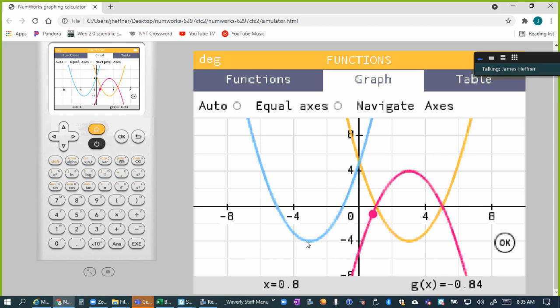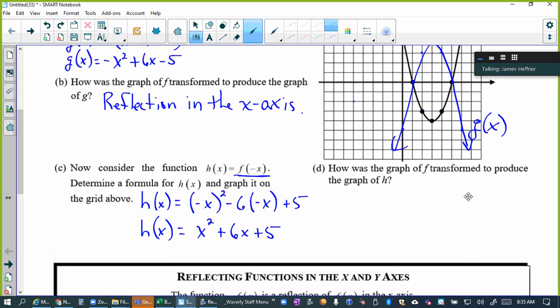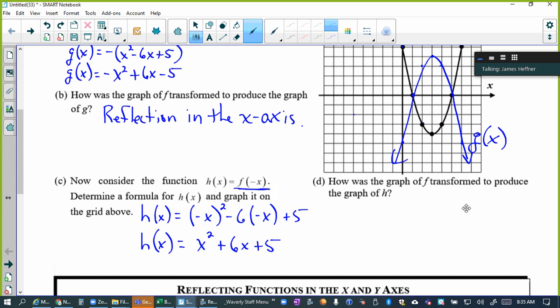So we could do a table of values, but we're agreeing that it's a reflection. So to plot this, we just take each of these points, and this is 3 to this side of the y-axis, so we're going to go 3 to that side and do the same for each one, instead of messing with a table of values. So let's plot that one. We'll do a different color to be clear.